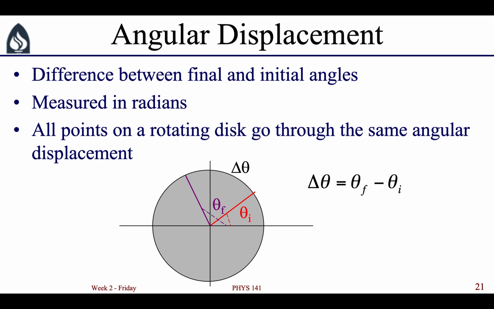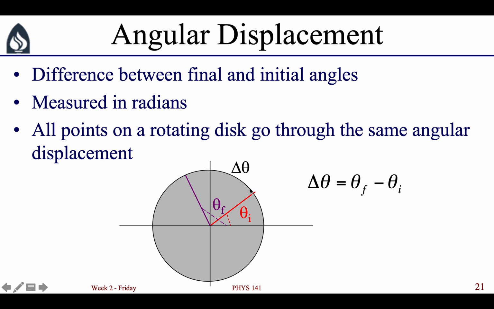So the first concept that we're going to look at, now that we understand how to measure angles in radians, is something called angular displacement. Angular displacement is the difference between final and initial angles. It's measured in radians, and if you have a rotating disc or wheel, then all of the points on that disc or wheel will go through the same angular displacement.